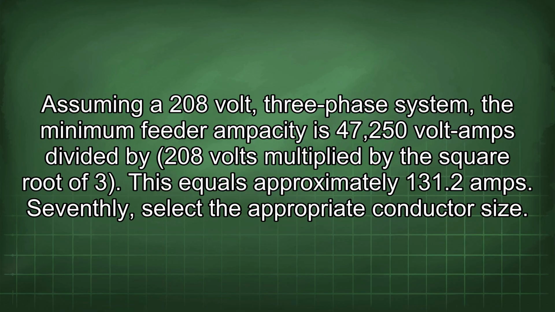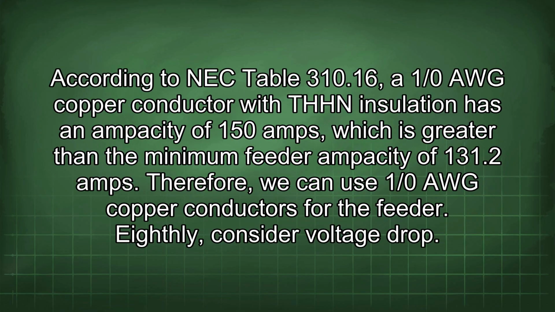Seventhly, select the appropriate conductor size. According to NEC Table 310.16, a 1/0 AWG copper conductor with THHN insulation has an ampacity of 150 amps, which is greater than the minimum feeder ampacity of 131.2 amps. Therefore, we can use 1/0 AWG copper conductors for the feeder.